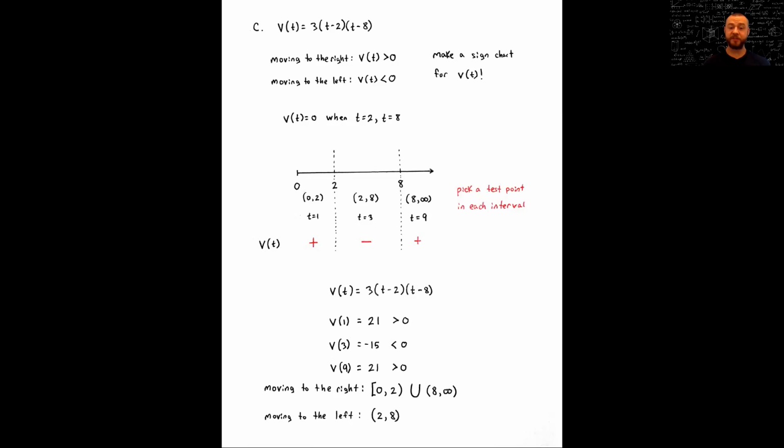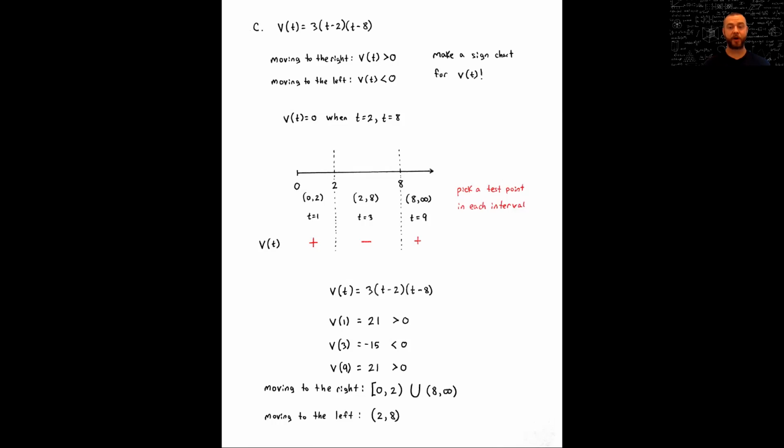When the velocity is positive, the object will be moving to the right. That occurs for times from 0 to 2, and then 8 to infinity. Notice I included within the interval 0 with a square bracket, since that's basically our starting time. So that tells us when the object is moving to the right, intervals of time from 0 to 2, and then 8 to infinity. When your velocity is negative, the interval of time from 2 to 8, that'll be when the object is moving to the left.